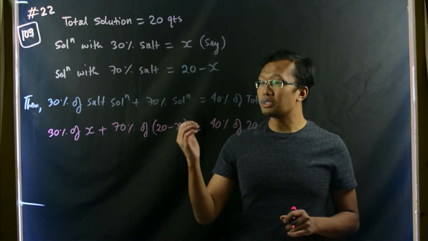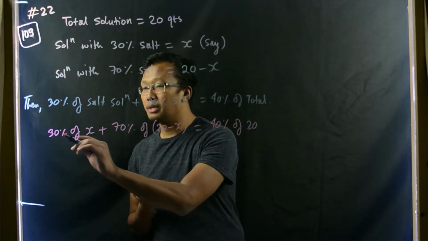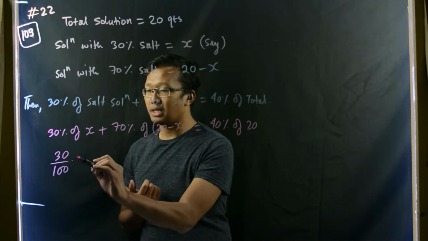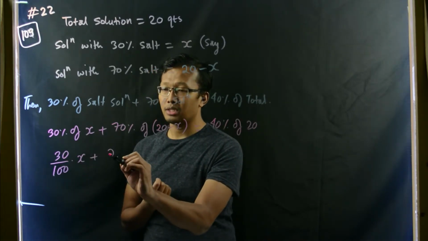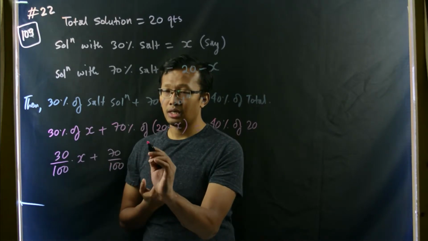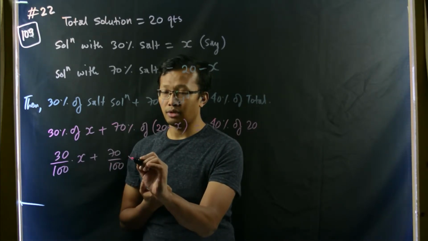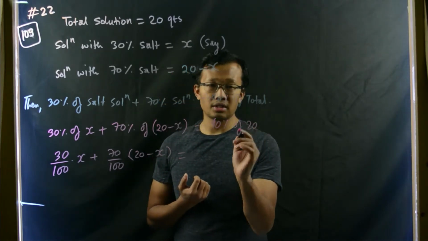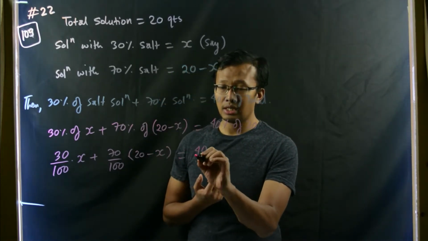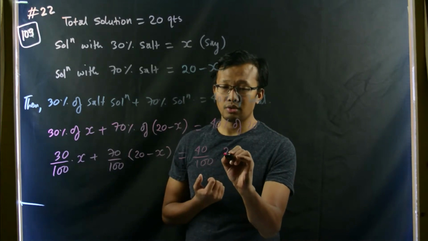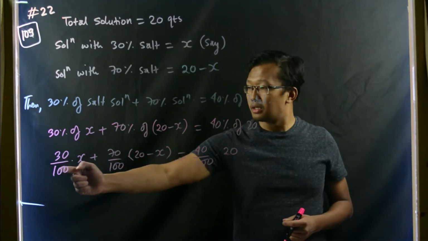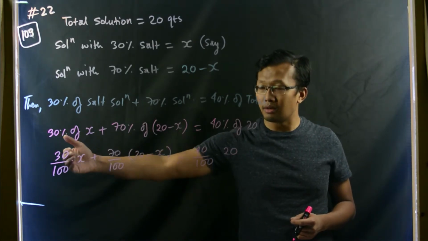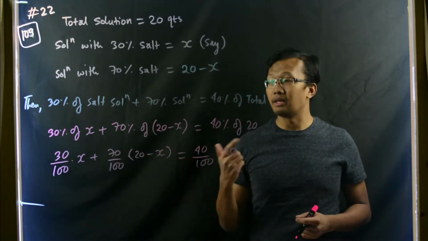Right, now let us solve this equation. 30% of X means simply 30 divided by 100 times X, plus 70% means 70 divided by 100 times (20 minus X), equals 40% of 20, which means 40 divided by 100 times 20. In the denominator we have 100, 100, 100. So let us multiply both sides of this equation by 100.